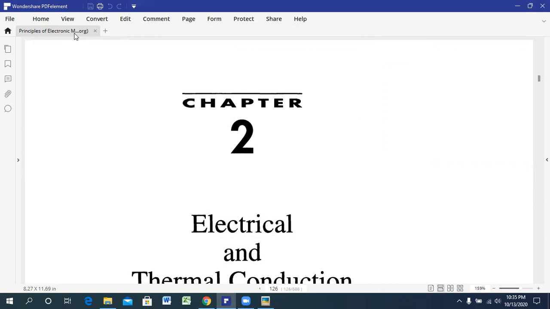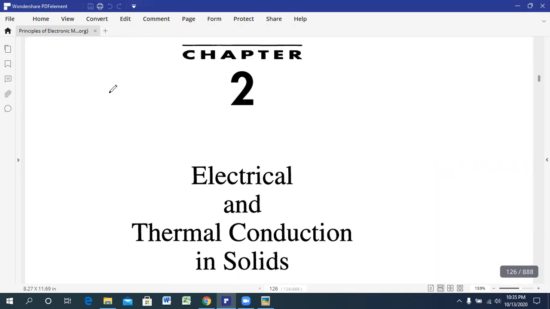I have already uploaded this book in your Google Classroom, and I also requested you to go through chapter one. So today we'll start with chapter two. The title of this chapter is Electrical and Thermal Conduction in Solids. I also request you to go through chapter one, and in the very first chapter you will learn about the basic properties of materials.